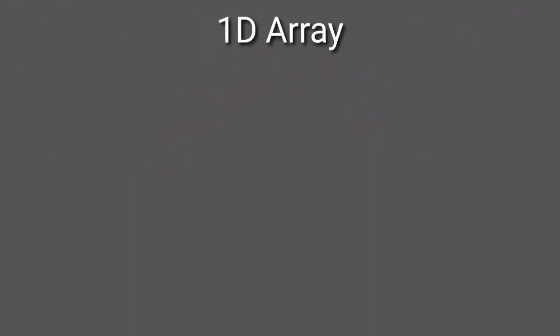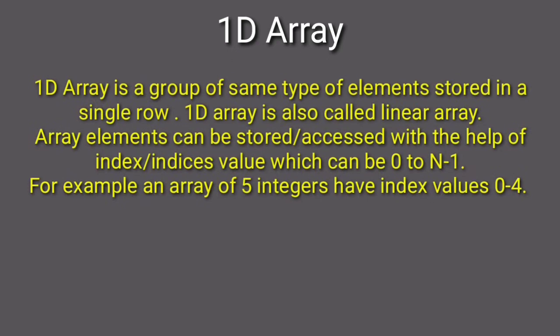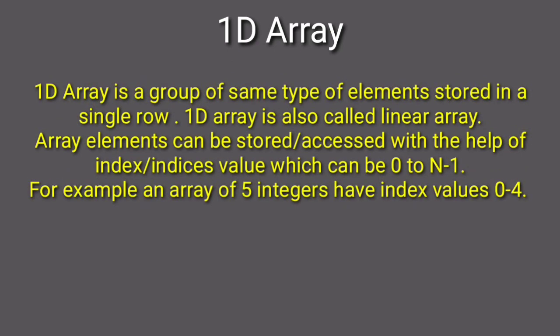Now let's see what is a one-dimensional or single-dimensional array, also known as a 1D array. A 1D array is a group of same types of elements stored in a single row. All the elements will be stored in one row only. A 1D array is also known as a linear array. The array elements can be stored or accessed with the help of the index, also known as indices, which can be from 0 to n minus 1. Here n is the size of the array.